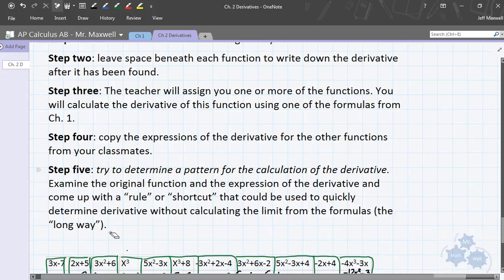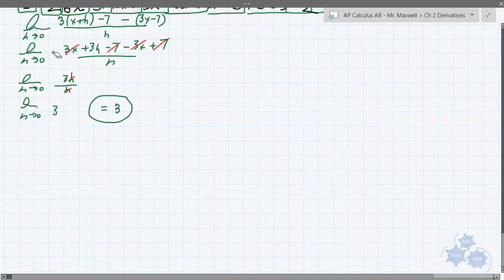I'll pause the video and I'll try and show you an example for number 1 because I did that for the class. Okay, so here's the first one. The expression was 3x minus 7, and this is what I want you to do. Limit as h approaches 0, you put an x plus h into the expression. So this is f of x plus h minus f of x all over h. Do that, remember, from Chapter 1, doing all this. The limit is 3. So you would put 3 underneath the expression 3x minus 7.